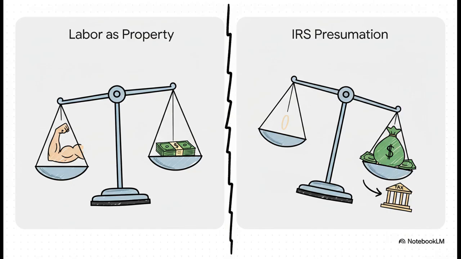On one hand, you have the legal definition argued in the source: your labor is property, and your paycheck is just an equal exchange for that property, a one-for-one swap. But on the other hand, you have what the source calls the standard IRS presumption, that your labor has a basis of zero, which means every single dollar you earn is 100% pure taxable gain.